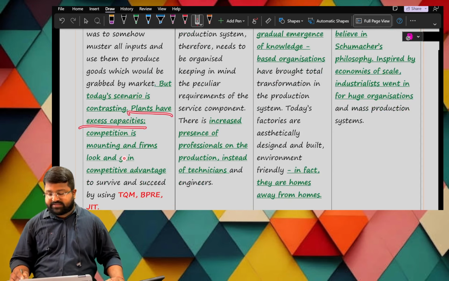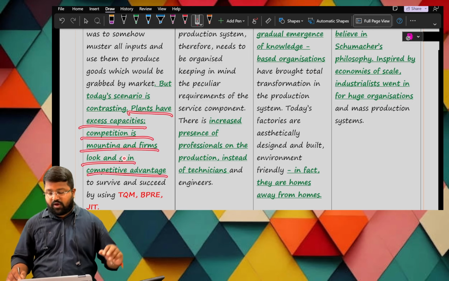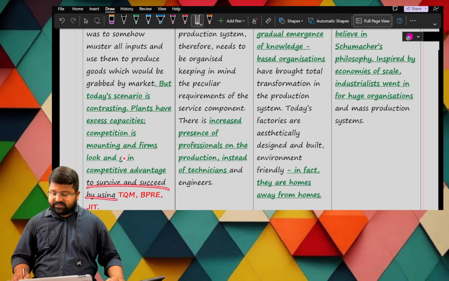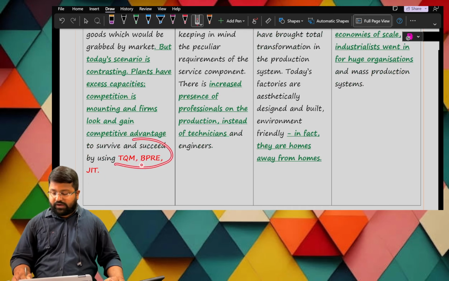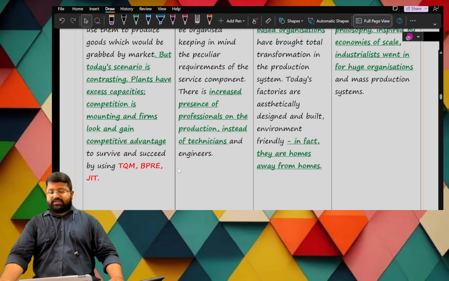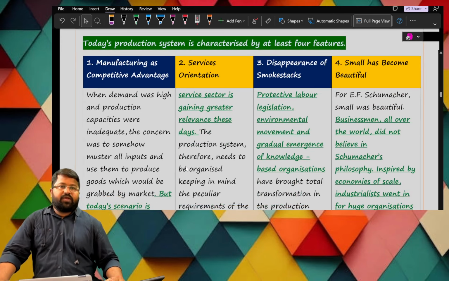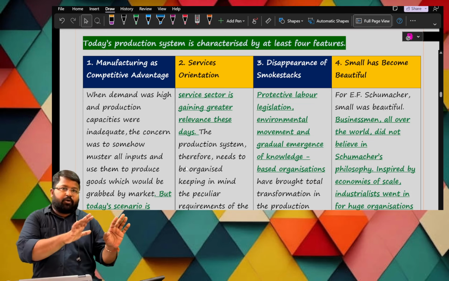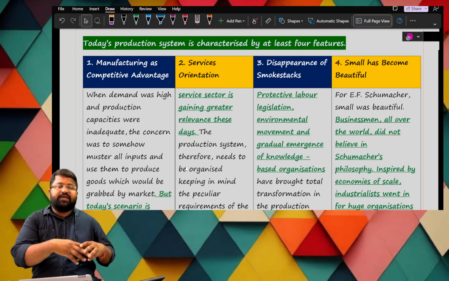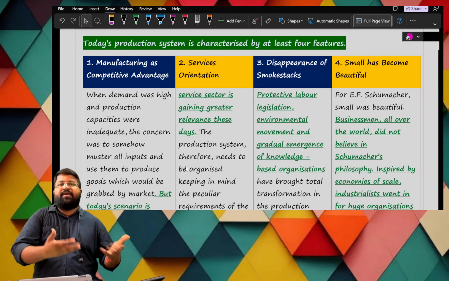Plants have excess capacities, competition is mounting, and firms look for competitive advantage. To survive and succeed, what techniques do they use? Total quality management, business process engineering, and JIT. So now manufacturing became a competitive advantage. How? When the market has a requirement, I'm giving the products, so automatically the customers will be satisfied and happy. If they are happy, I am happy.